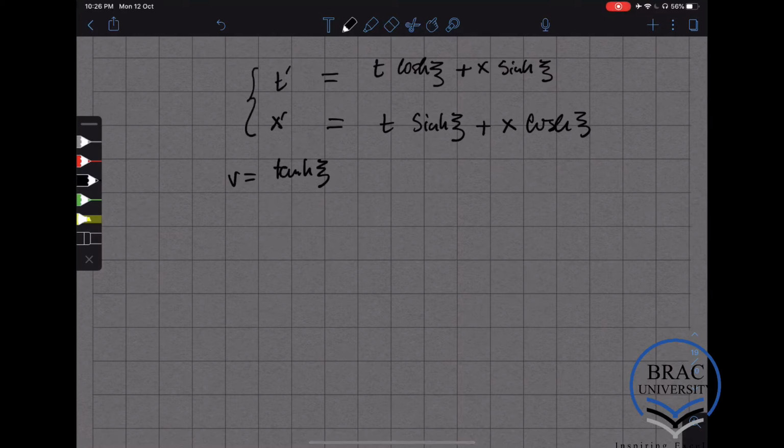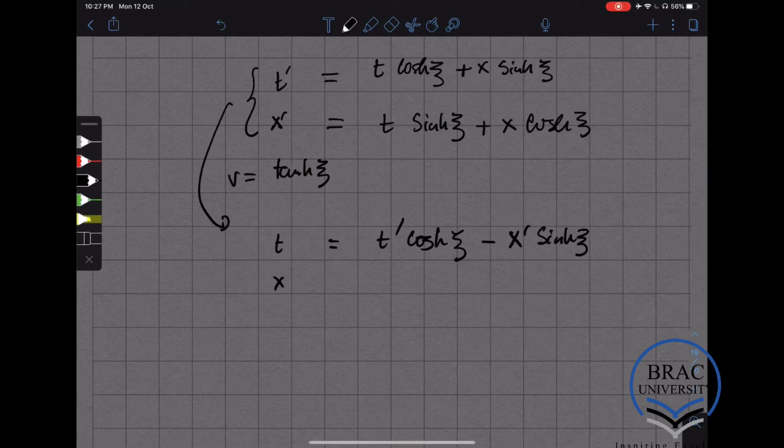So these relationships are easily inverted, and they just become t is equal to t prime cosh of psi, the cosh remains cosh, and sinh becomes minus sinh, so we get x prime sinh of psi. And x is equal to minus t prime sinh of psi plus x prime cosh of psi.